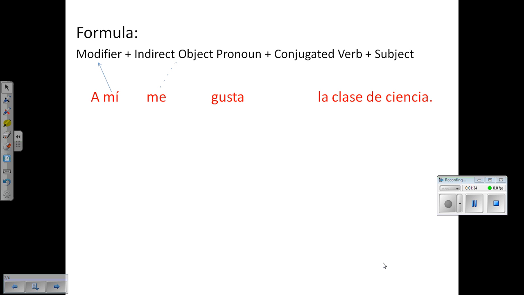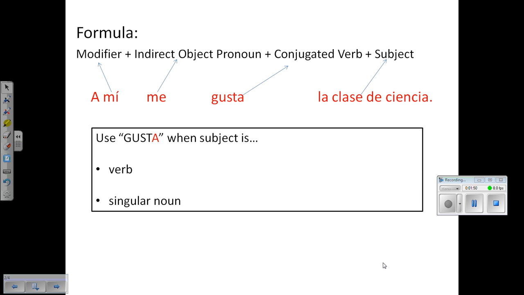Sometimes you need to use it, sometimes you don't. The indirect object pronoun you have to use. That's the me, te, le. Then you have gusta, which is a conjugated verb, or gustan, and then you have the subject. In this situation, gusta is singular because what you're talking about, your liking science class, is singular. The next box, which is on your notes, is examples of when you use gusta and not the plural.